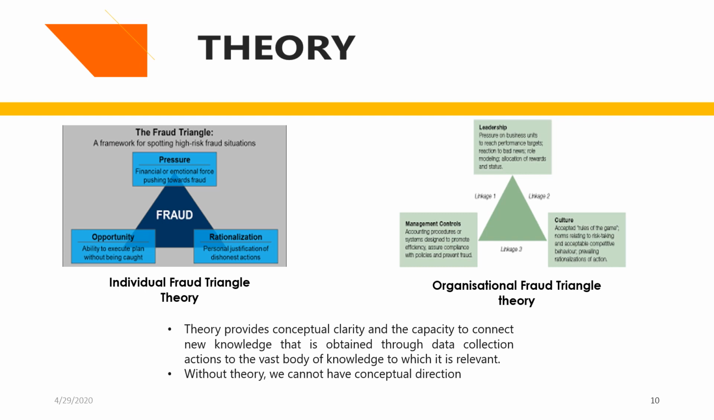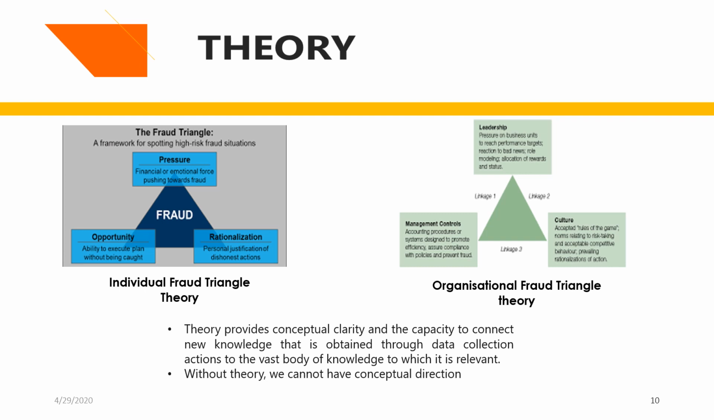Okay, you can actually read on this theory later, but at this point I just would like to briefly explain to you what is individual fraud triangle theory. According to individual fraud triangle theory, there are 3 factors that contribute to fraud. And these 3 factors are actually individual level factors. The first factor is pressure, financial pressure.